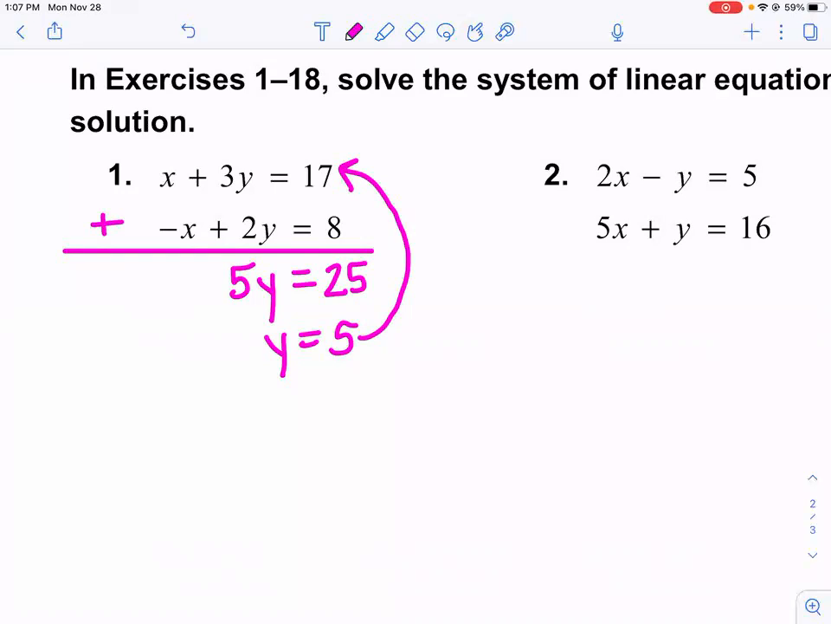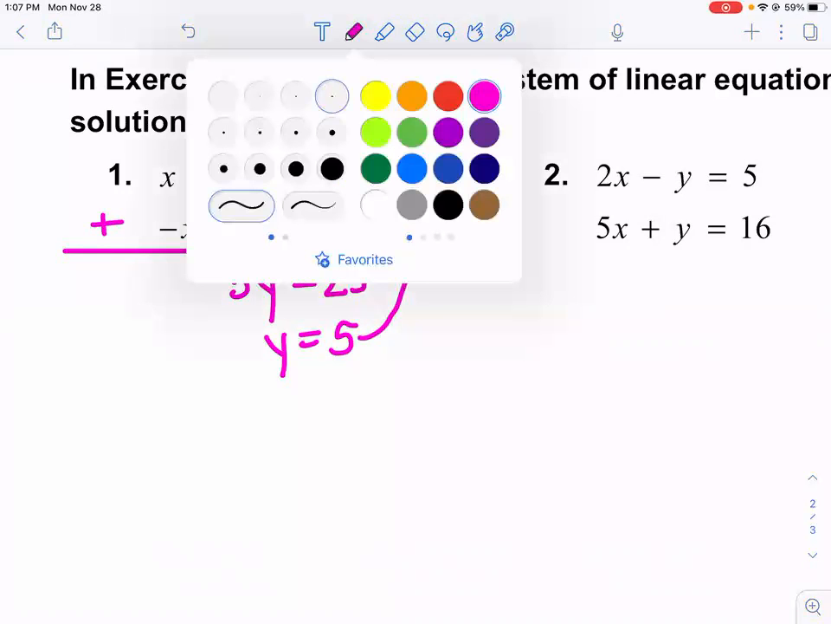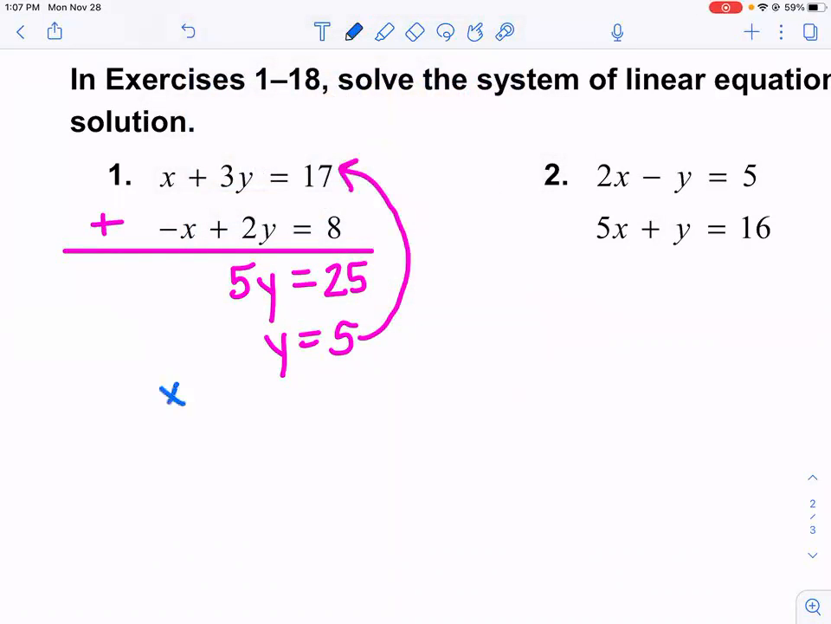I'd be more concerned about the coefficient for y. But so we have x. Oh, just kidding. No, we want to be more concerned about the coefficient for x. So yeah, let's not do negatives. So we have x plus 3y equals 17.